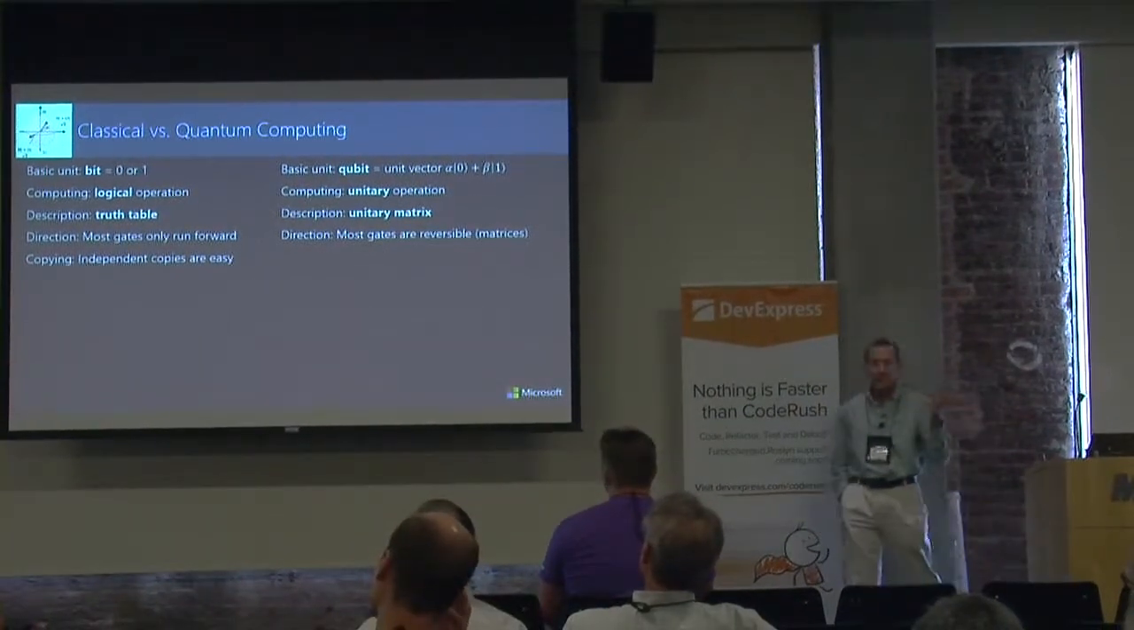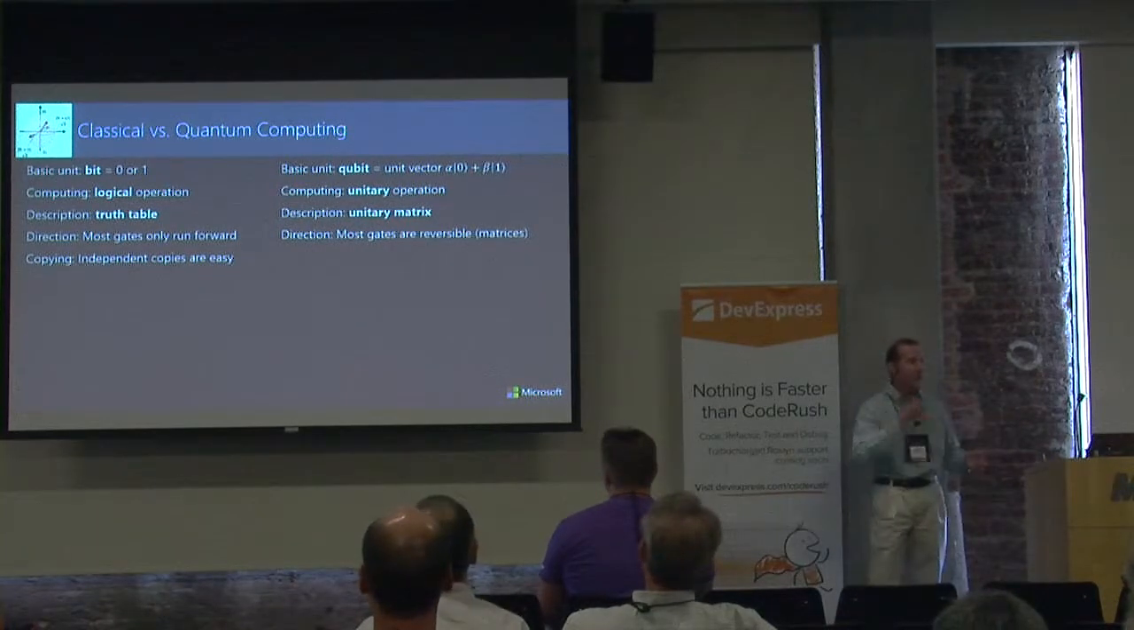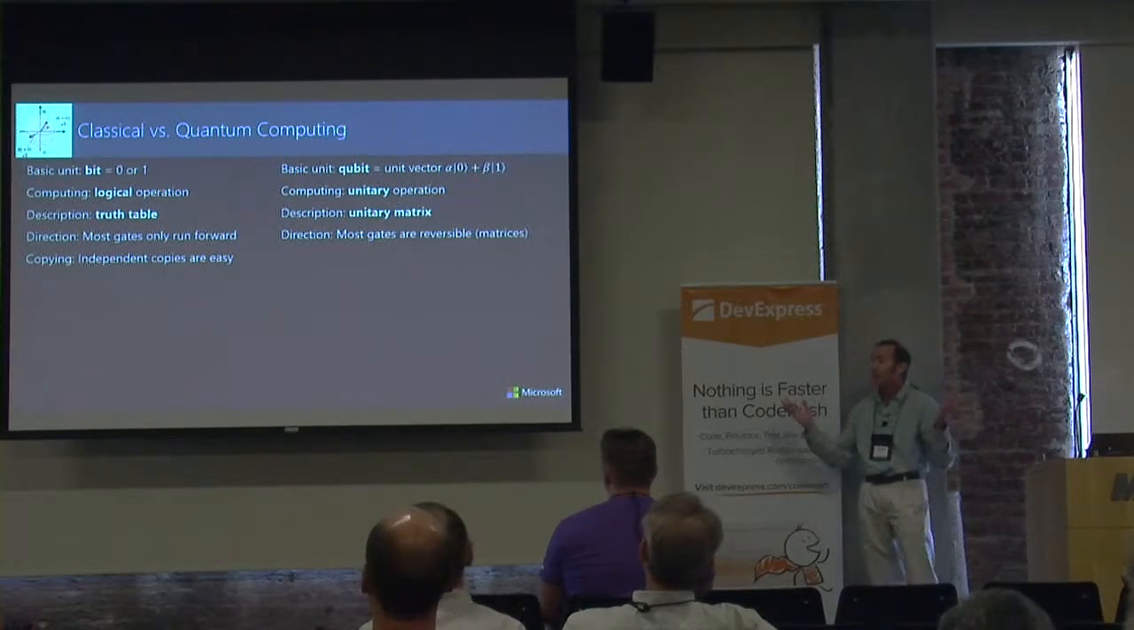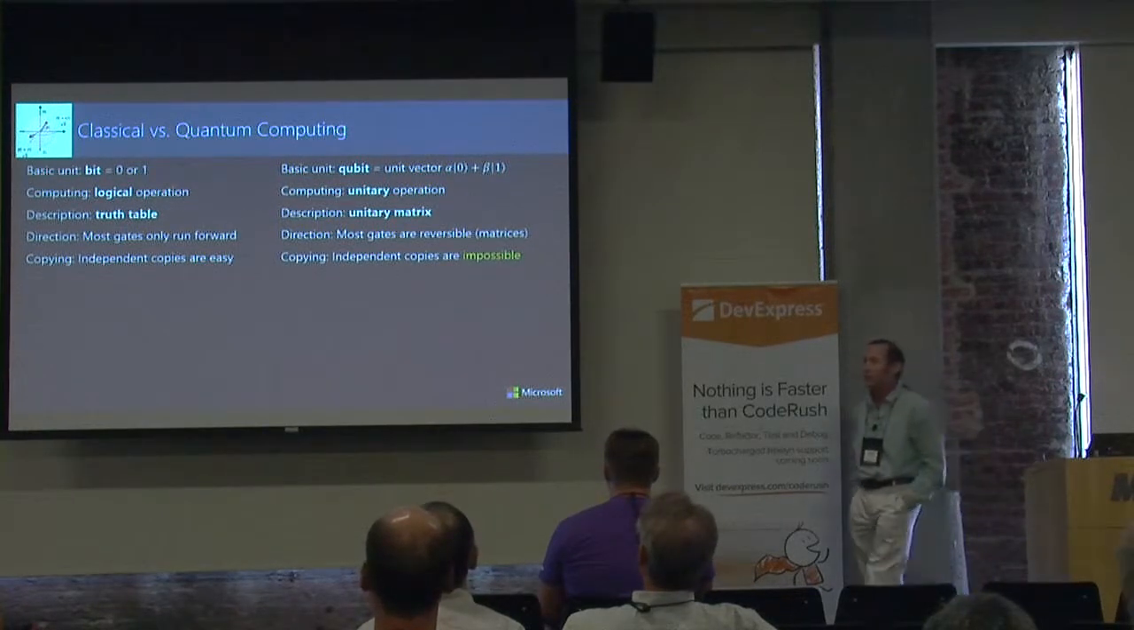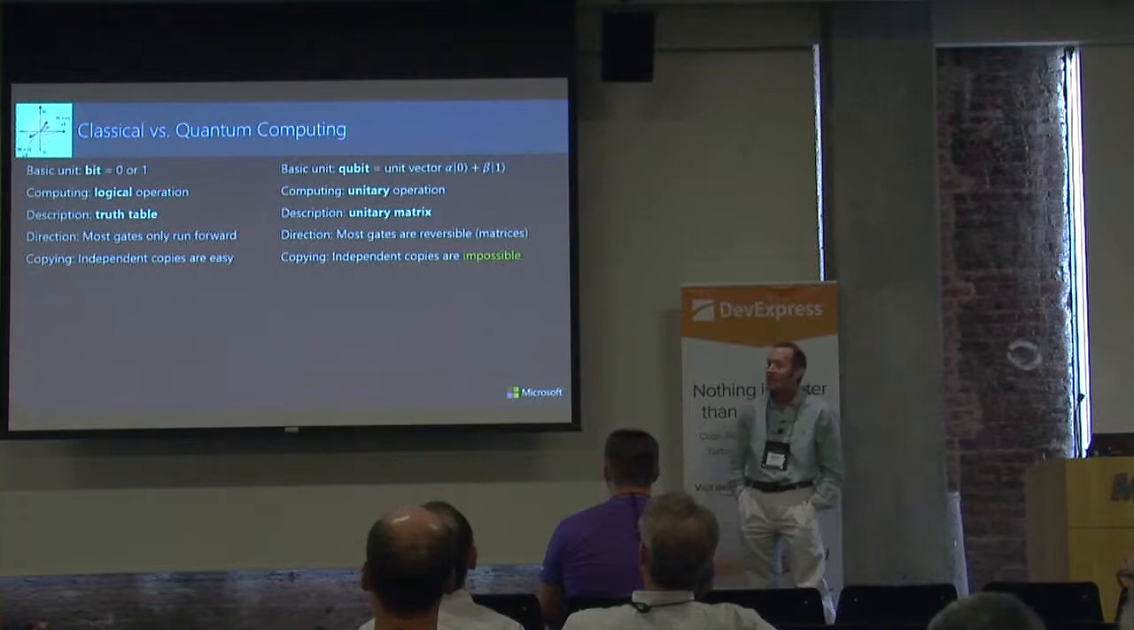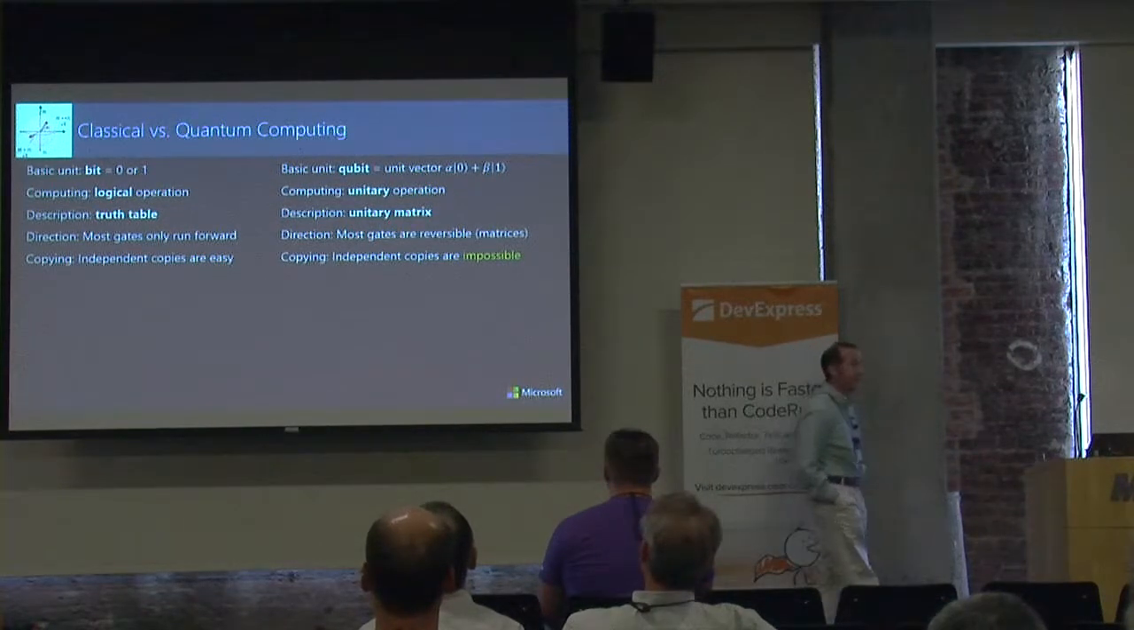All the time, you have a variable, you copy it, you use it for multiple things, you keep temp copies. That's how we do our software, more times than not. This is the big limitation in quantum. It's impossible to make an independent copy. You can make a copy.